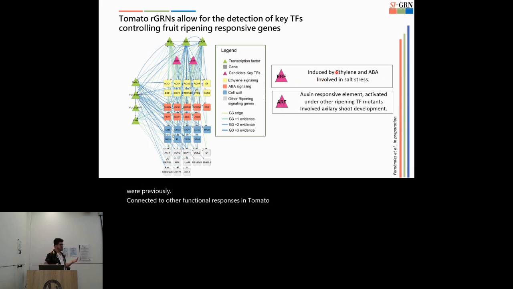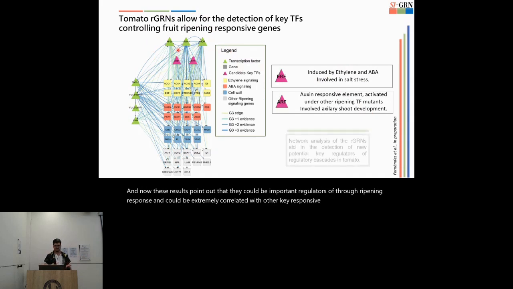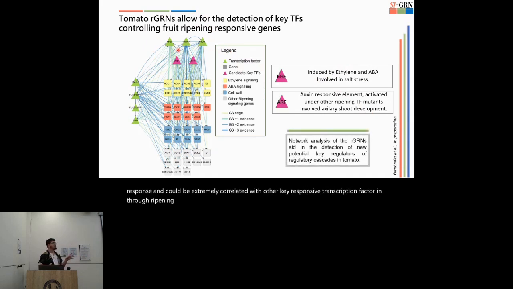This was involved in cell stress, this was involved in axillary shoot development, and now these results point out that they could be important regulators of fruit ripening response and could be strictly correlated with other key responsive transcription factors in fruit ripening response. Therefore, the network analysis of our reference gene regulatory networks aids in the detection of new potential key regulators in regulatory cascades in tomato.